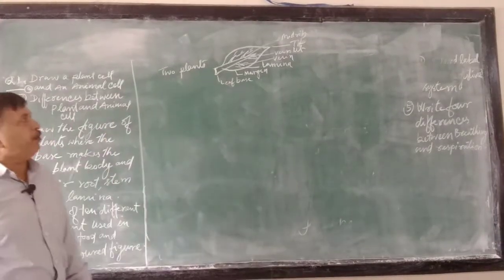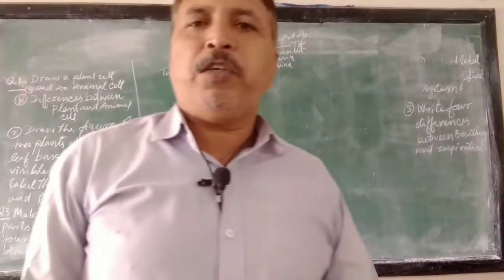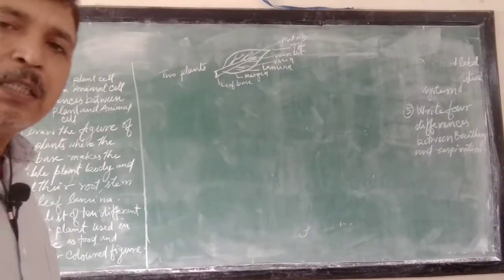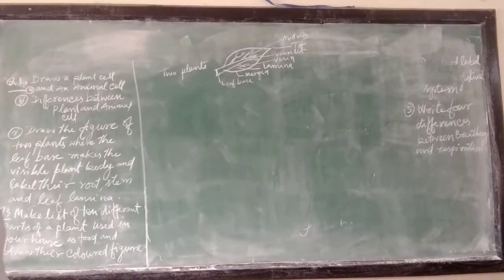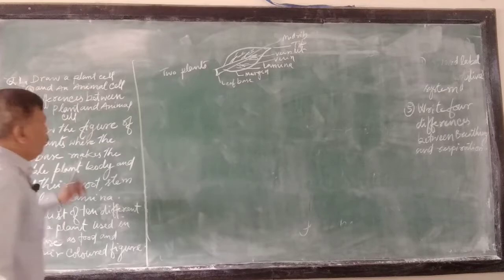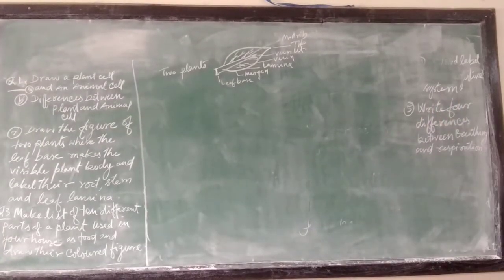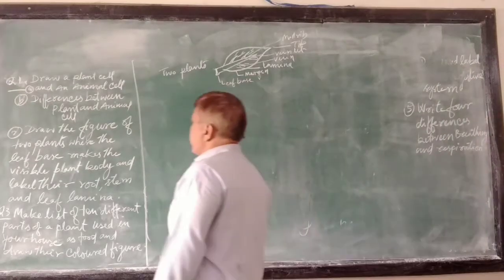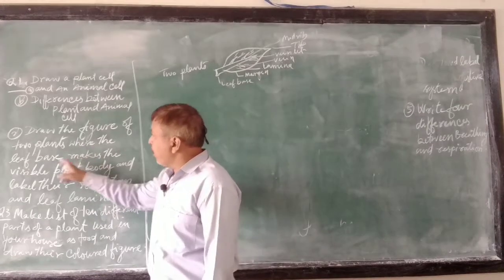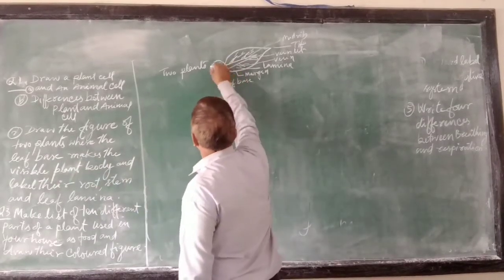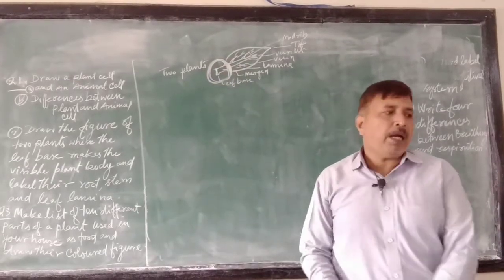These are the different parts of the leaf, right? Clear? Now, you have to draw the figure. Draw the figure of two plants, right? Two plants, right? Where the leaf base, this portion, makes the main plant body, right?